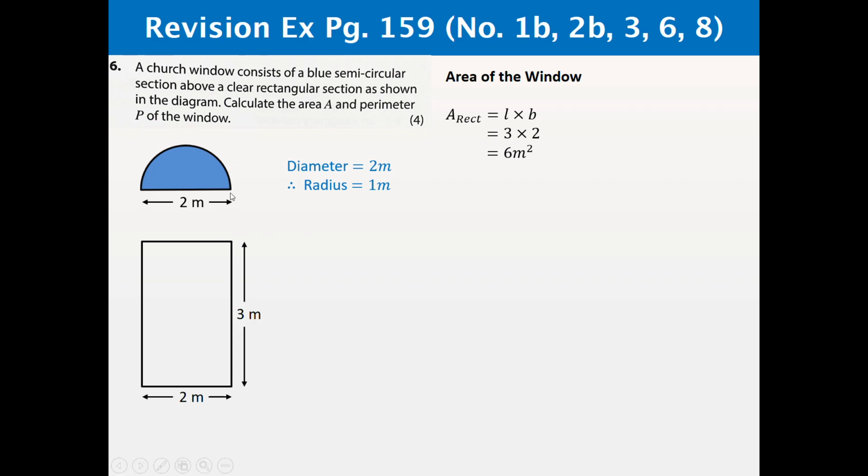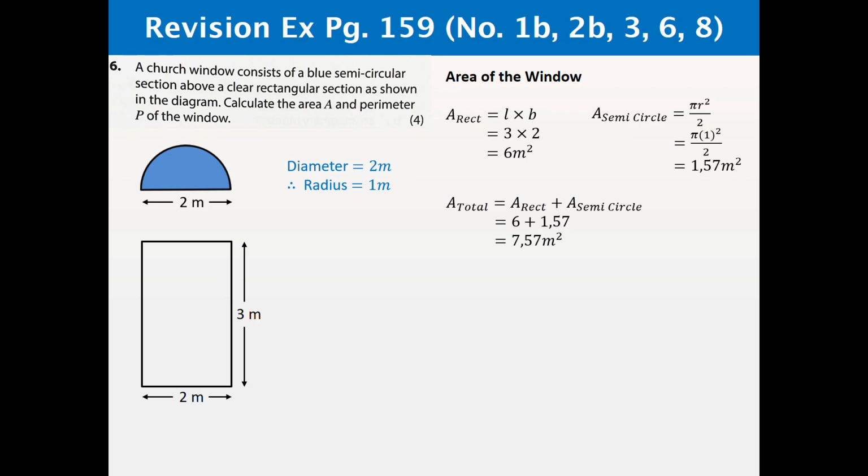I know that usually the area of a circle is pi r squared, so I'm just going to divide it by 2. So the area of the semicircle will be pi r squared divided by 2. My radius I'm going to substitute as 1, so pi times 1 squared divided by 2, and that will give me 1,57. So I can calculate the total area by just adding the 2 together. The total area is the area of the rectangle plus the area of the semicircle, which will give me 7,57 meters squared.